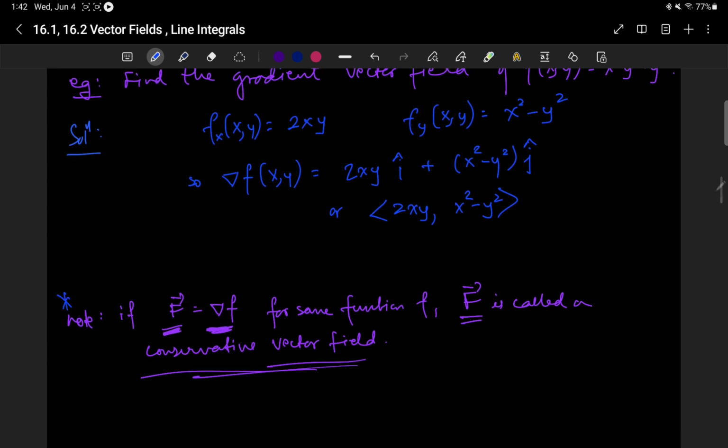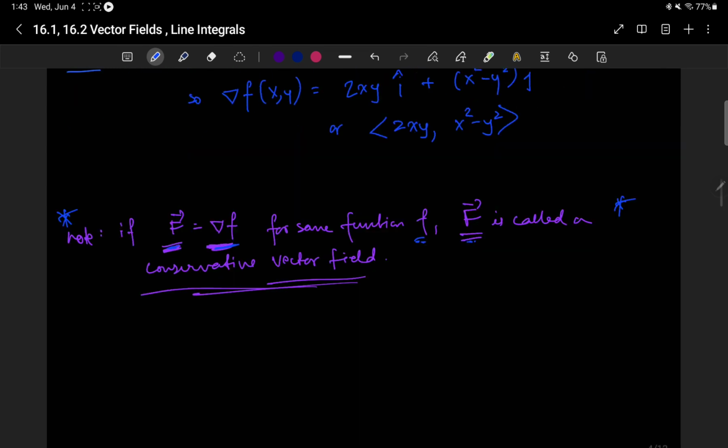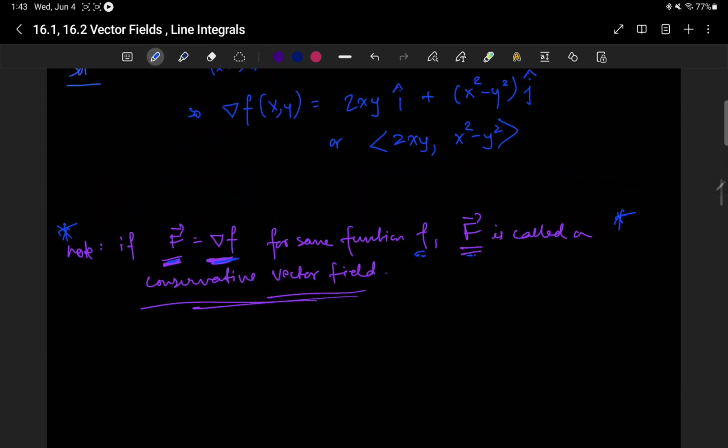Note, this is something we will come back to later, so it's not that you have to understand it right now. If a vector field can be written as the gradient of some function f, then that vector field is called a conservative vector field. Okay, so this notion of conservative vector field is important and recurrent. So we will be looking at it in some form or the other. And what happens is, whenever there is a conservative vector field, there is a law of conservation that is also obeyed by nature. So which is what makes it interesting.